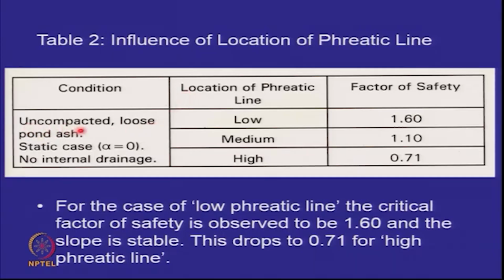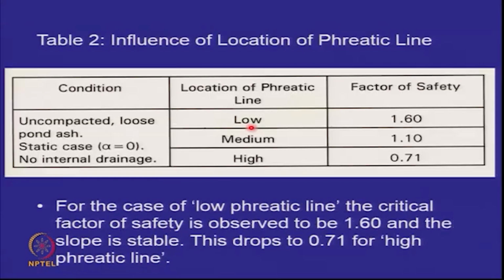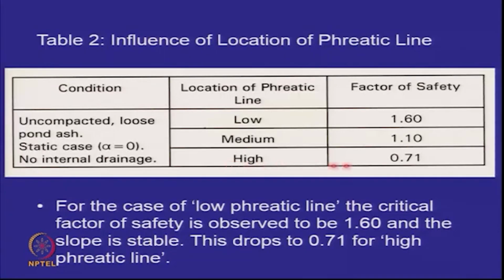If the embankment is on uncompacted loose pond ash, alpha is 0, there is no internal drainage. When the phreatic line is low, we get a factor of safety of 1.6. But when the phreatic line is high, we get a factor of safety of 0.71. So when the phreatic line is here, the factor of safety of this slope is 0.71. When it is here, it is 1.6. So if you recall, the acceptable factor of safety is 1.5. So this looks good. So this embankment, or these incrementally raised embankments, will remain stable as long as the phreatic line is low. But the moment the phreatic line becomes high, the factor of safety will fall below 1 and you will have a failure.